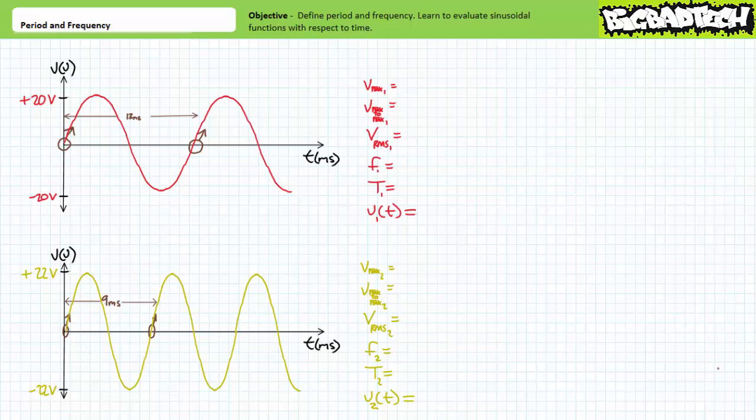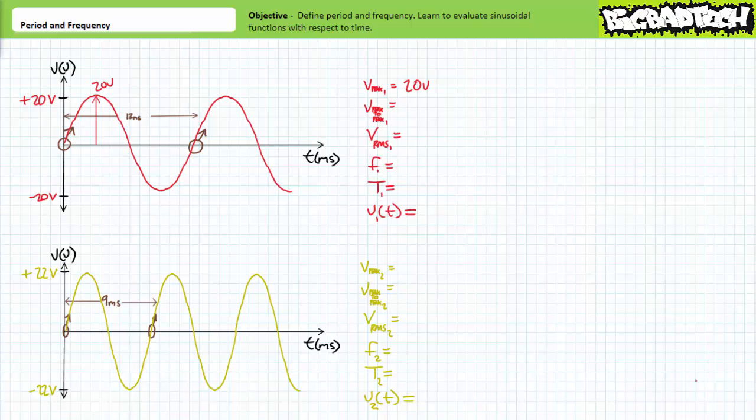Let's come at the concept of period and frequency from a different perspective. Given these plots of sinusoidal voltage as a function of time, see if you can determine the peak value, the peak-to-peak value, the RMS or effective value, the period, and the frequency, as well as express these sinusoidally variant voltage waveforms as functions of time.